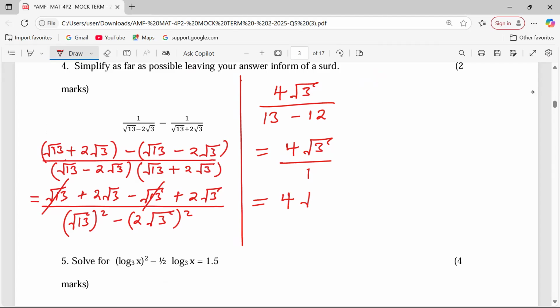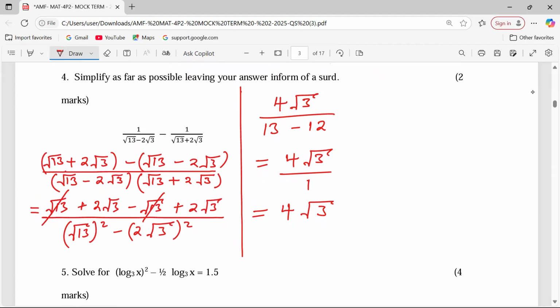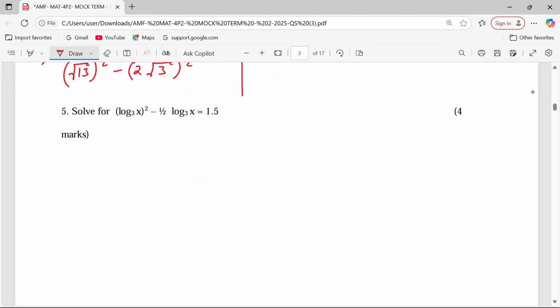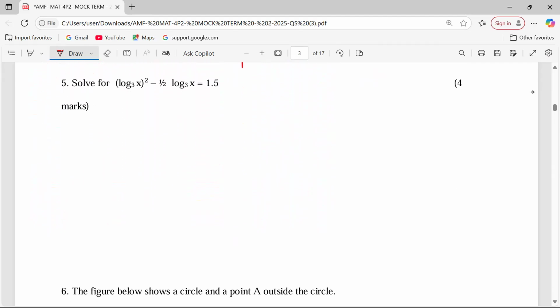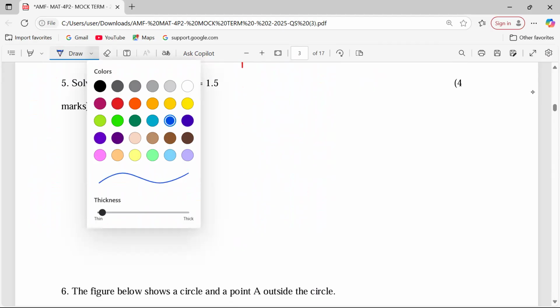So 4 root 3. You see now, we are having the final answer as 4 root 3. That is how you're supposed to work out the third question. Very simple. So remember to operate a surd just as we are directing you.